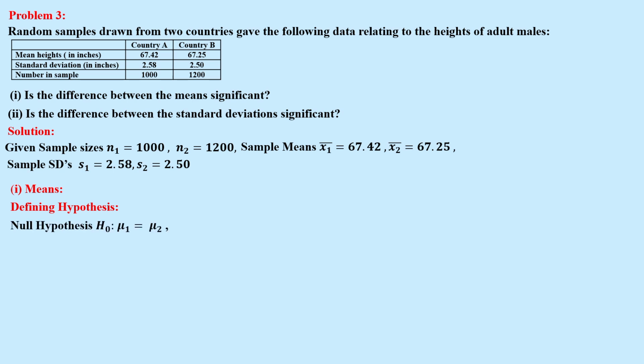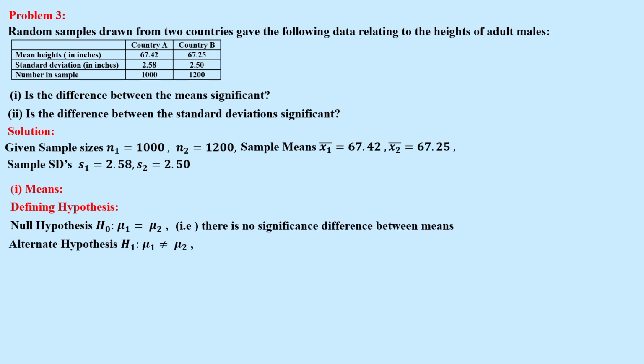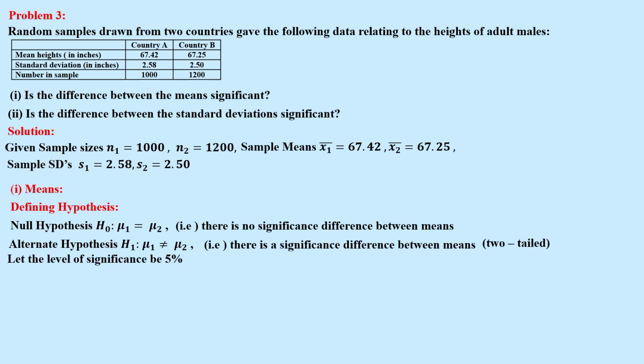So for means, the first question, defining hypothesis: H0, there is no significant difference between the means. H1, just the opposite, there is a difference between the means, right? We are using a two-tail test. The level of significance they have not given, so we are taking 5%.